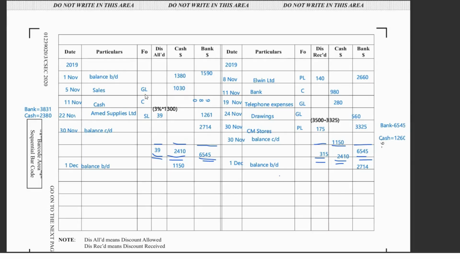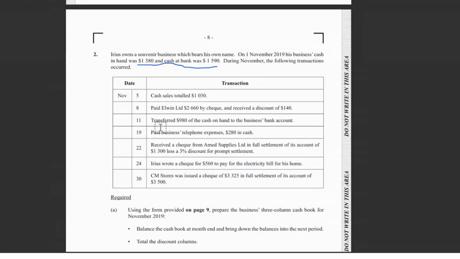Why is it the general ledger? Remember that we have 3 ledgers, right? Your purchases ledger is for all your accounts payable accounts, and your sales ledger is for all your accounts receivable accounts. Every other account is found in your general ledger. So therefore, your sales will be found in your general ledger. Then we go ahead with our next transaction, the 8th of November.